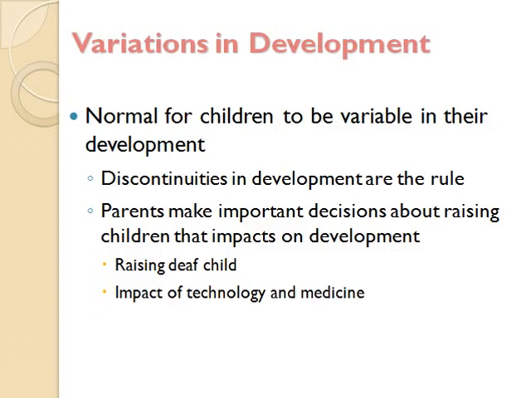Variations in development. It is normal for children to be variable in their development. Because of the discontinuities in development, it is something which is unpredictable. You cannot evade that completely. Parents make important decisions about raising children that impact development, like raising a deaf child or the impact of technology and medicine where the child has to be given extra care. The parents have to give much concentration to the growth of such children.